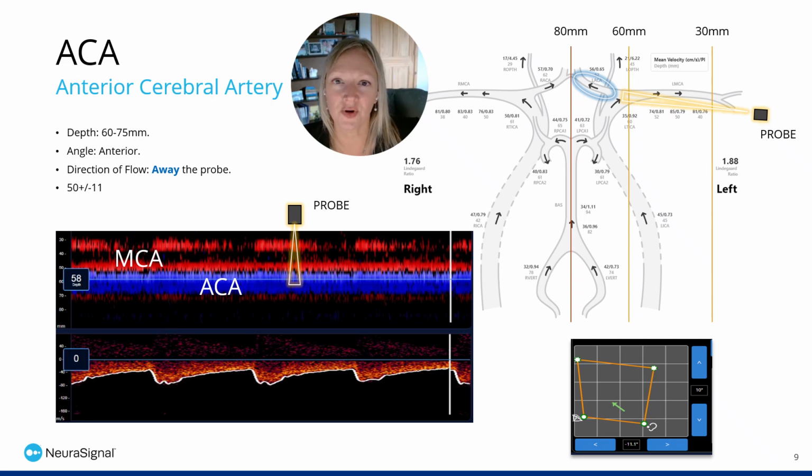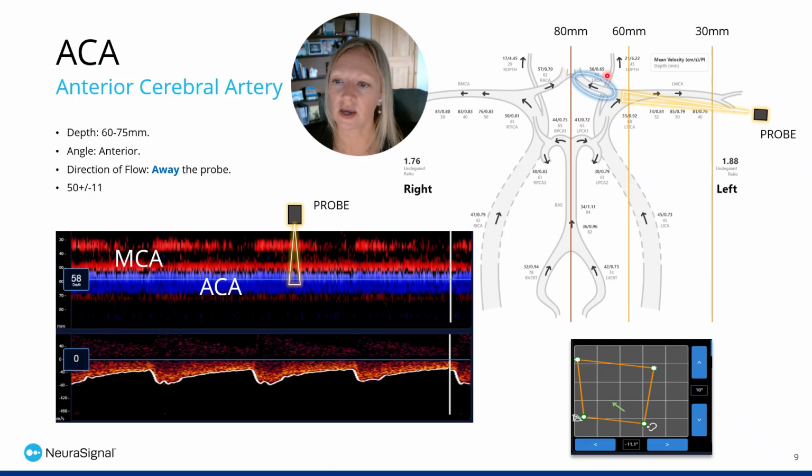Moving right along to our ACA, or anterior cerebral artery. Ideally, you'll find your MCA first, and you will angle accordingly. Sometimes it's a bit more superior, anterior from MCA. You will see that big red band for your MCA, and it'll be attached to that blue band. That blue flow, or the blood flow going away from the probe, your ACA, generally lives between 60 and 75 millimeters.